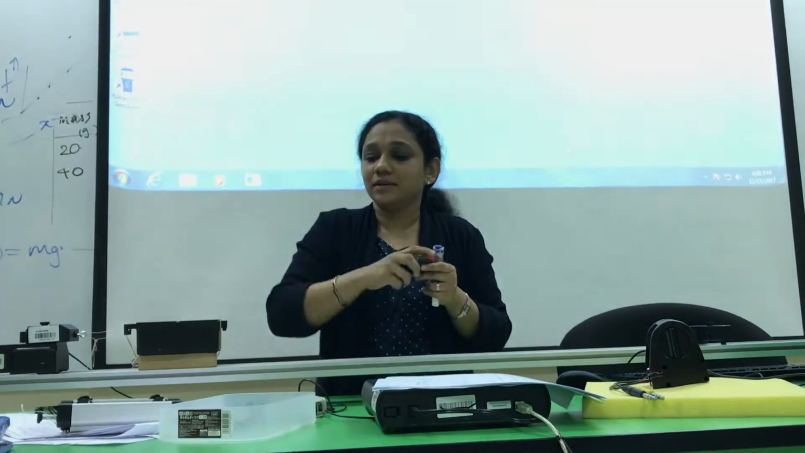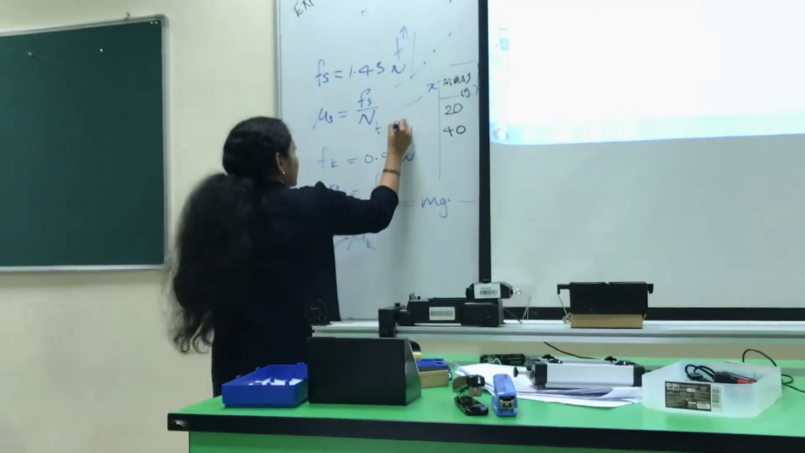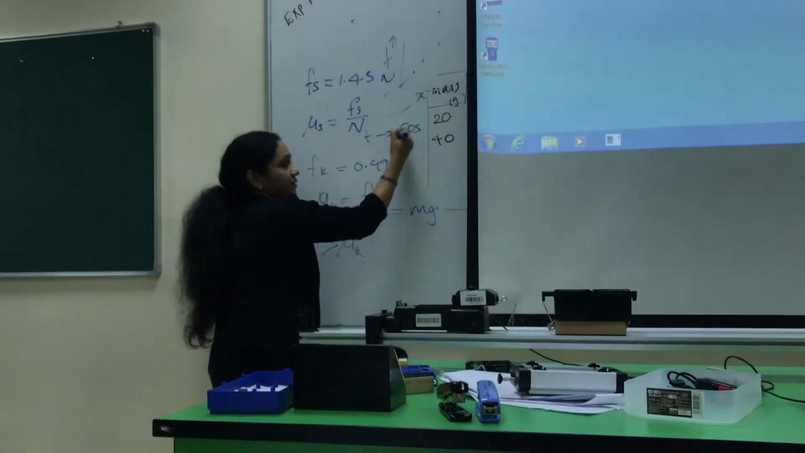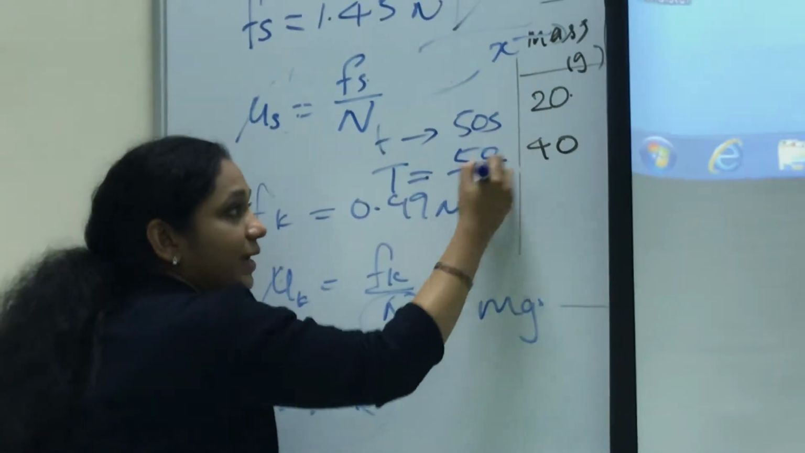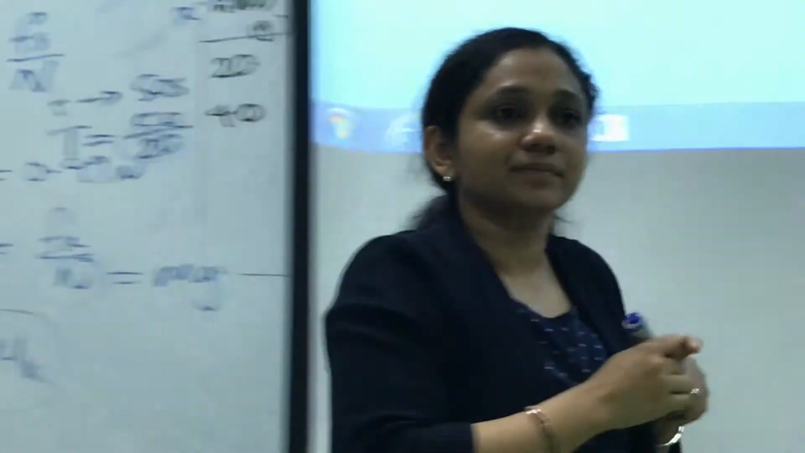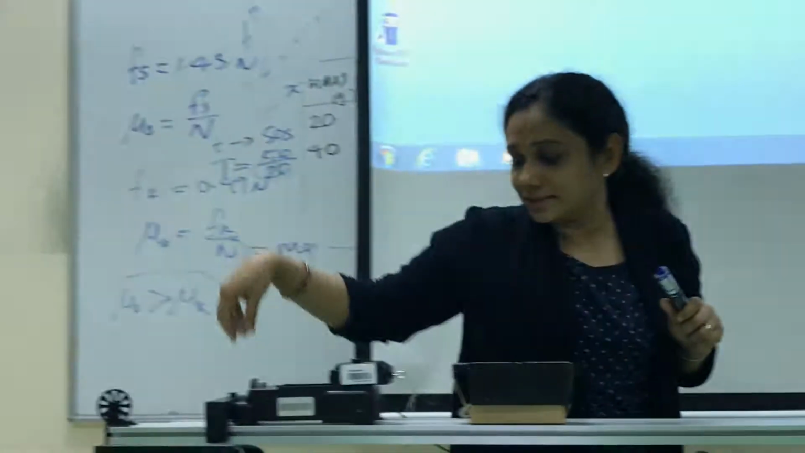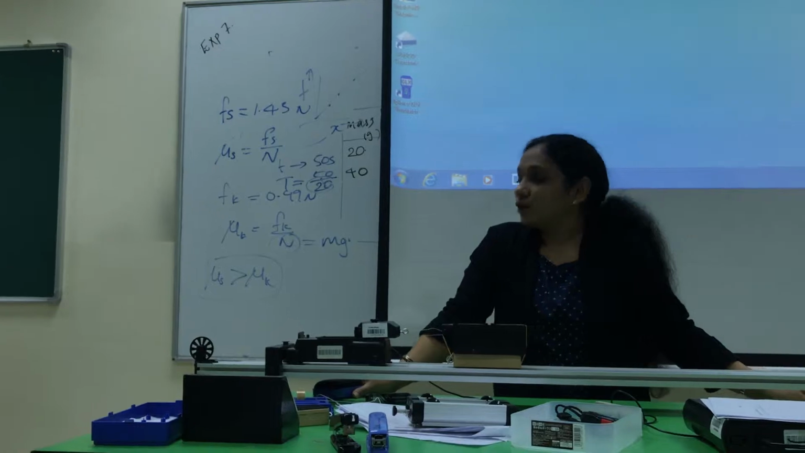If you get the time for 20 oscillations as 50 seconds, what will be the time period? 50 divided by 20, the number of oscillations. Then you will get the time period. Note the difference between the small t and the big T. Small t is the time, big T is the time period. Then you will get the time period.